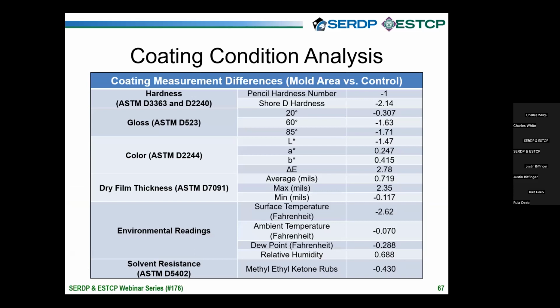In addition, we performed in situ coating condition analysis, looking at non-destructive testing, including hardness, gloss, color assessment, measurement of the dry film thickness, environmental readings, and a solvent resistance test through MEK double rub, and collected the data looking for the impact of fungal growth on the performance of the coating on ship.